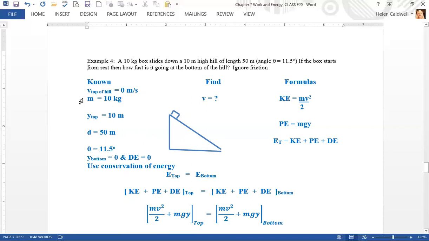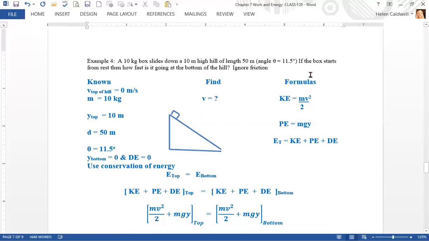Mass of the box is 10 kilograms. Y at the top of the hill is 10 meters. D is the distance along the hill. That would be 50 meters. Theta is 11.5 degrees. That would be this angle right down here in the lower right-hand corner. Y at the bottom of the hill is 0, and the dissipated energy is going to be 0. We're going to ignore friction. Hopefully we'll do a lab where we don't ignore friction, but for this one, we're going to ignore friction.